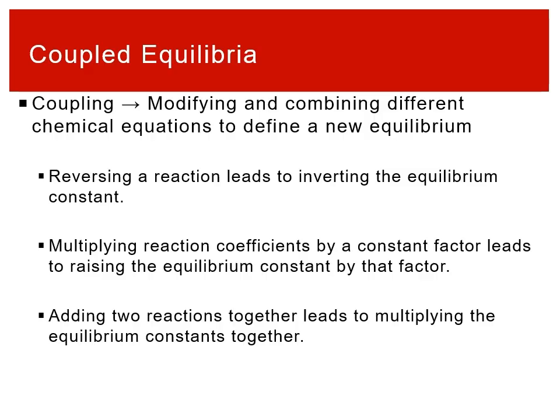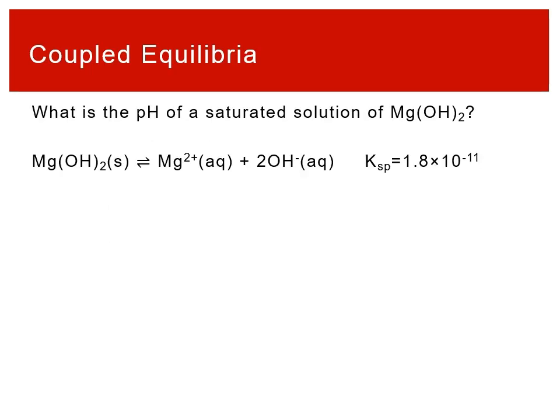If you change all the coefficients, that's the same thing as scaling. If you scale the coefficients, you raise the equilibrium constant to that factor. So if you multiply all of your coefficients by 2, you square your equilibrium constant. And if you add two reactions together to make some sort of sum reaction, you multiply equilibrium constants together. So with that in mind, let's do an example.